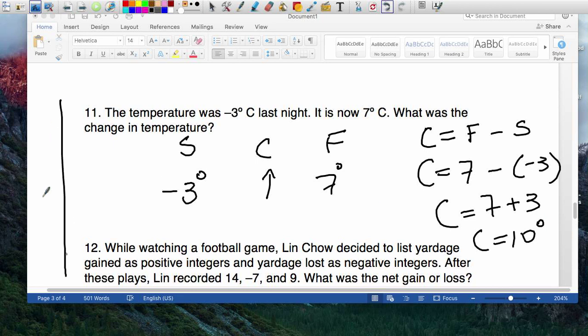So again, a number line always helps. This is 0. This is negative 3, and we know we ended up at 7. Let's see if that makes sense. Let's look at it this way: from negative 3 to 0 is 3 units, and from 0 to 7 is 7 units. So 3 plus 7 makes sense, and that's what you get, 10, positive 10.